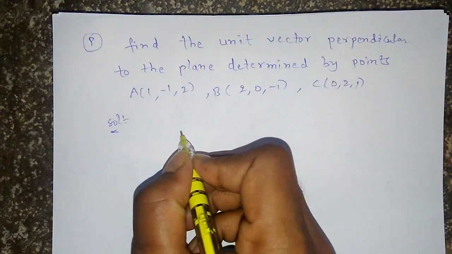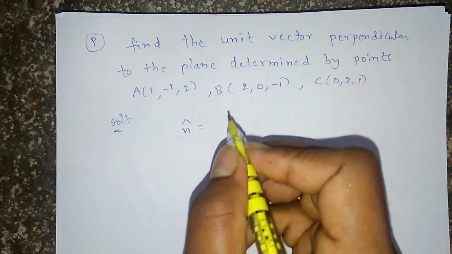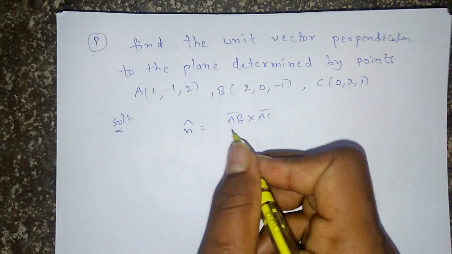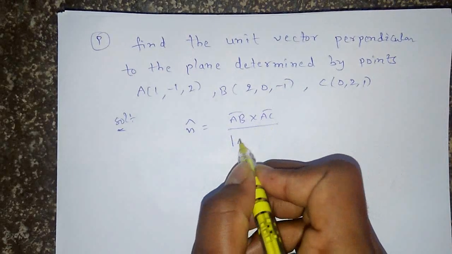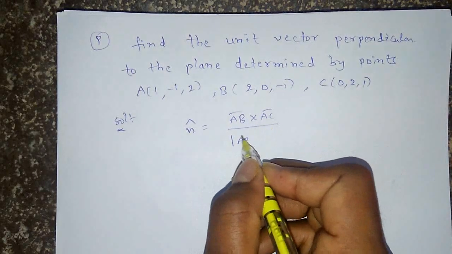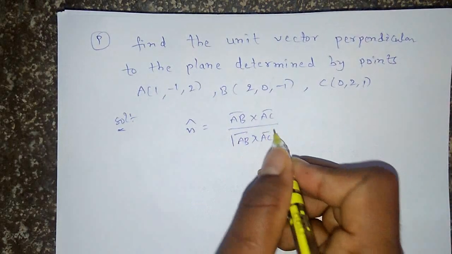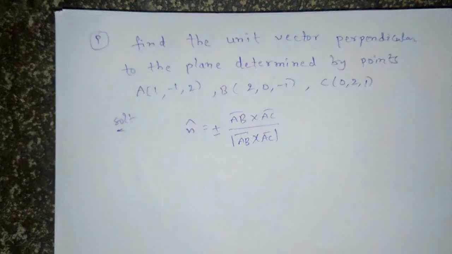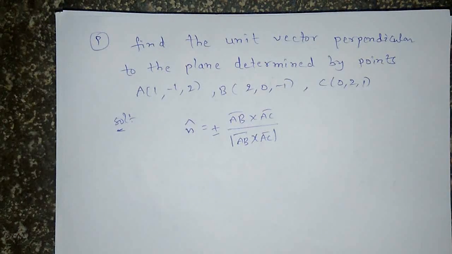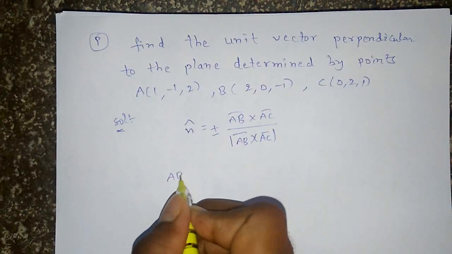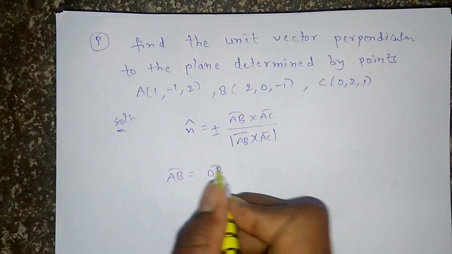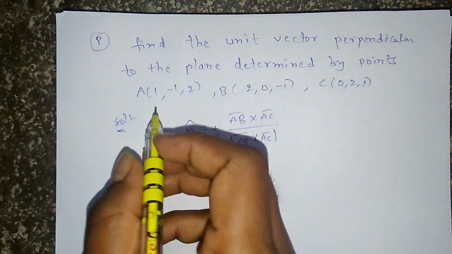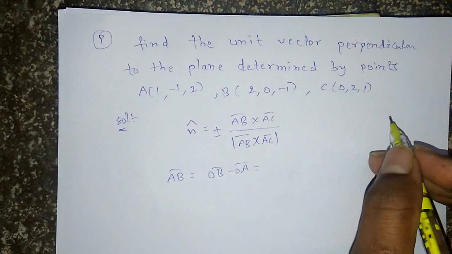So we have a direct formula, n cap is equal to AB bar cross AC bar by mod of AB bar cross AC bar. So this is the formula, plus or minus. So first you need to find AB bar. AB bar is OB bar minus OA bar. These are points, means position vectors.